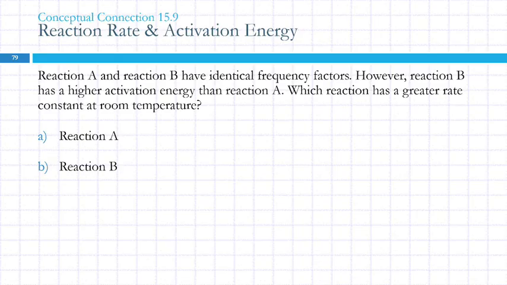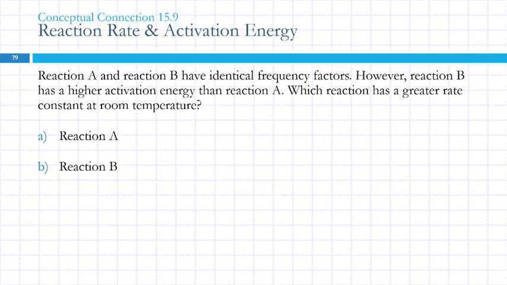So reaction A and reaction B have identical frequency factors. So that's that A factor before the exponential. Reaction B has a higher activation energy than reaction A. Which reaction has a greater rate constant? So we could look at the Arrhenius equation and figure out, well, if this is bigger, what does this do to that? And that makes sense to some people, not to most people. Or we can think about this. So this is a conceptual question, so let's think about it.